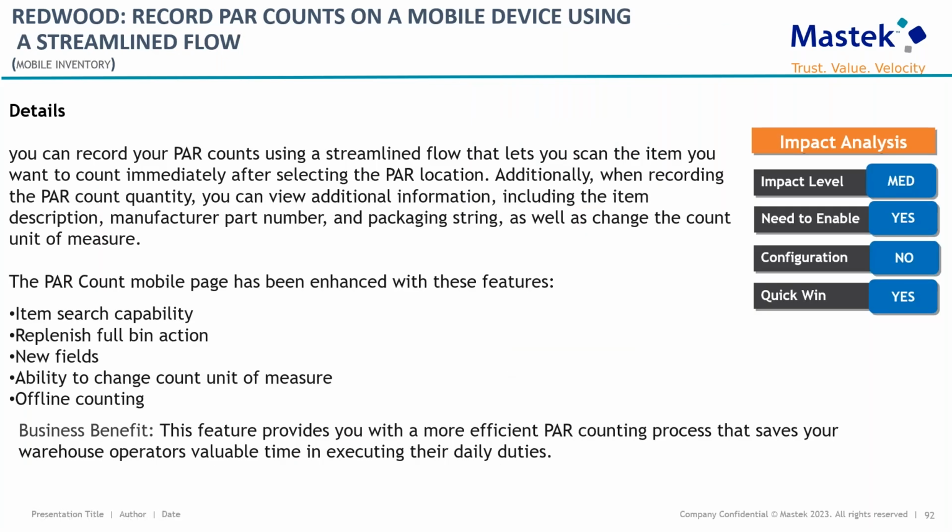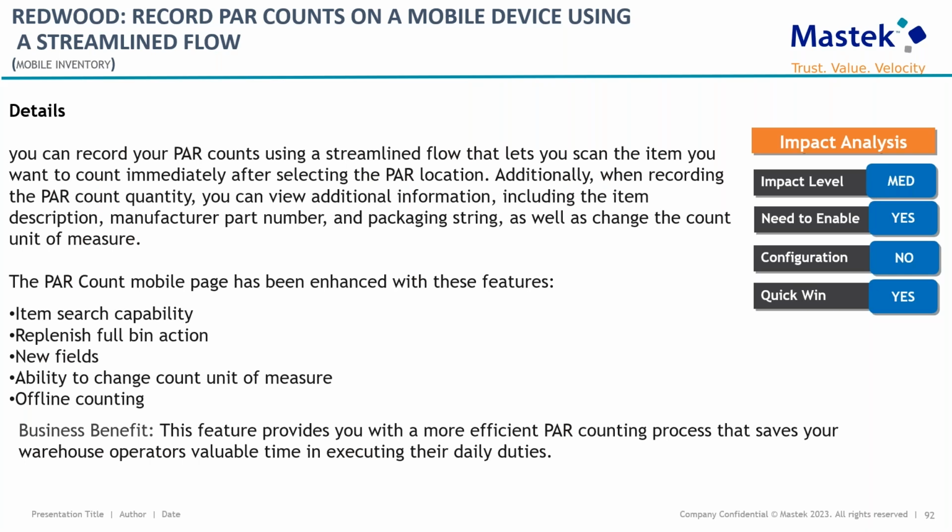The next option we have is record par counts on a mobile device using a streamlined flow. The mobile par count process is now faster and more flexible. Instead of navigating through multiple pages, users can scan items immediately after selecting a par location, making large volume counts more efficient. The app now supports item search, changing the count unit of measure, and provides additional information like manufacturer part number and packing strings during entry itself.